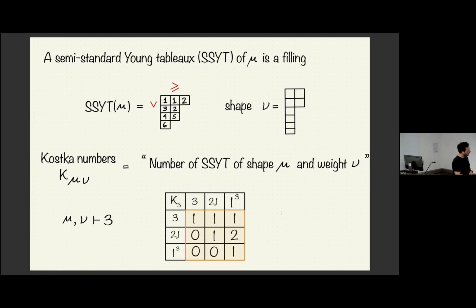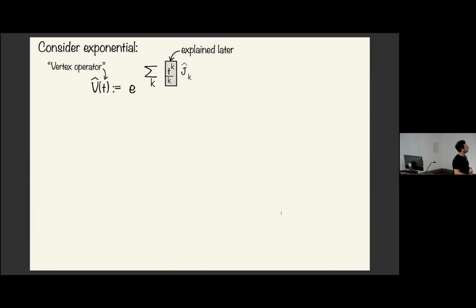Okay, so in particular, they're all positive integers or non-negative integers. Now take these currents associated to integers k. So these are the basic currents, not associated to partitions, just to integers. And consider taking the exponential of this linear combination. So introduce an auxiliary parameter t, and take the linear combination of these currents weighted by t to the k.